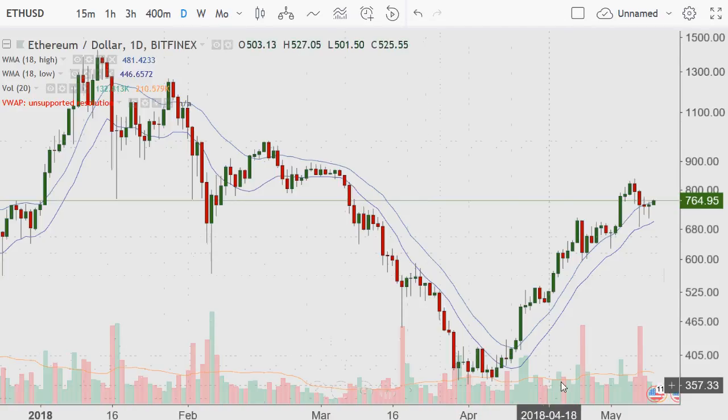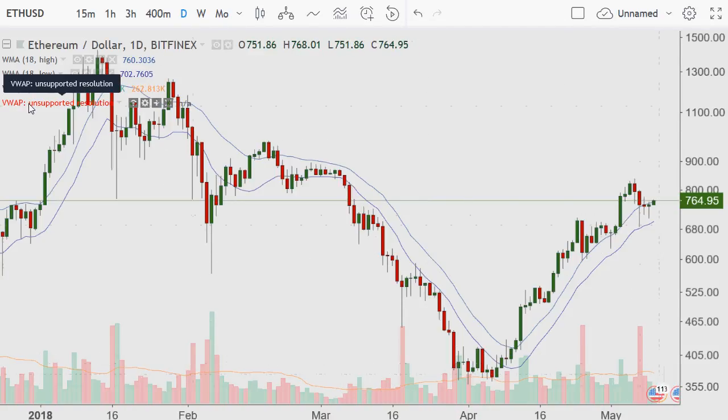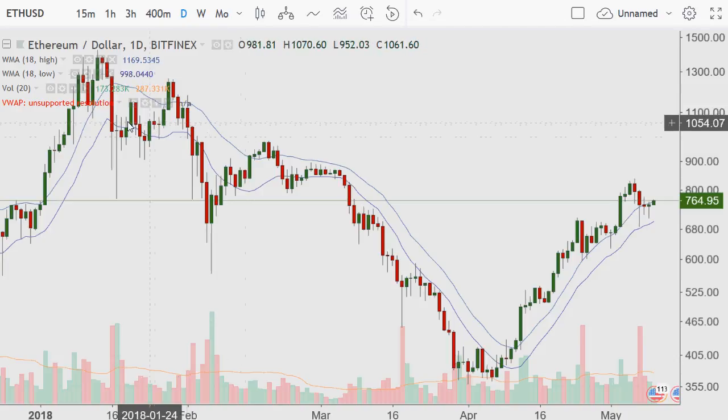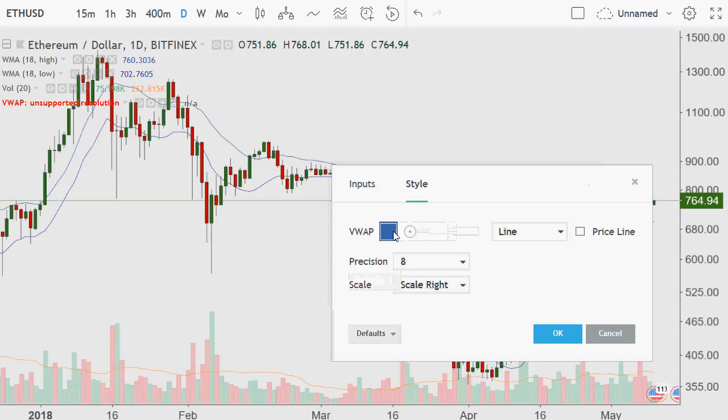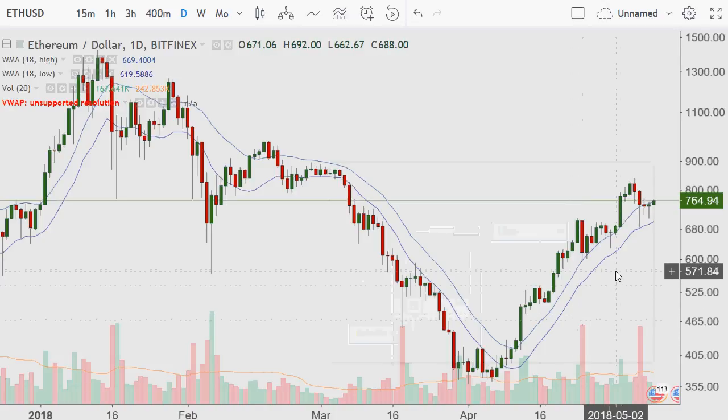The volume and VWAP, which stands for volume weighted average price. Trying to figure out how to use it. It says unsupported resolution. Click on format, offset. I know with horizontal rays, the bigger that number is, the larger it goes out. I don't know what this offset means. Style, got the color, I know what that means. Precision, I can choose up to number 8, but I don't know how to use it.